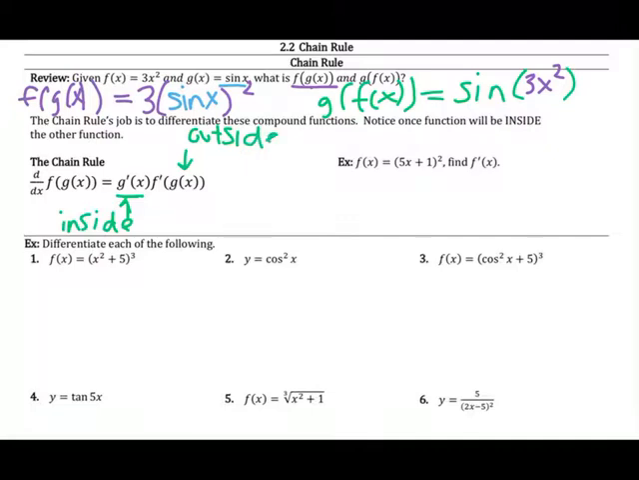Notice this is not the product rule. There's no addition. This is all still being multiplied, but you're going to take the derivative of the inside function and multiply that by the derivative of the outside function. So let's look at some examples. I think that's going to make this make a lot more sense.